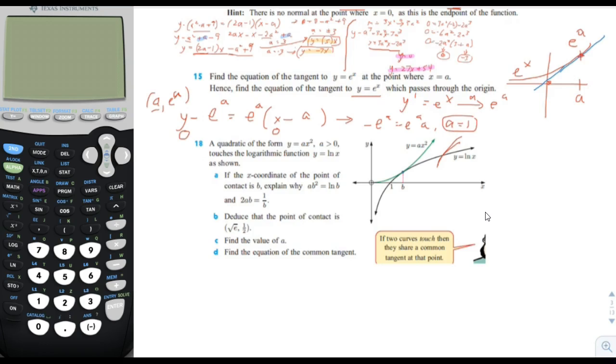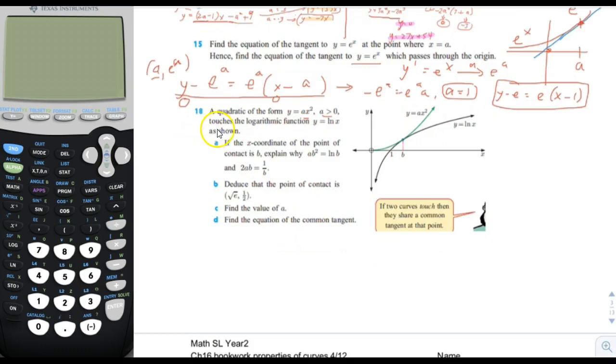So that point is a equals 1. Now find the equation of the tangent line. The equation of the tangent line is this one, right? But we're just going to substitute a equals 1. So it would be y minus e equals e times x minus 1. That would be the tangent line.